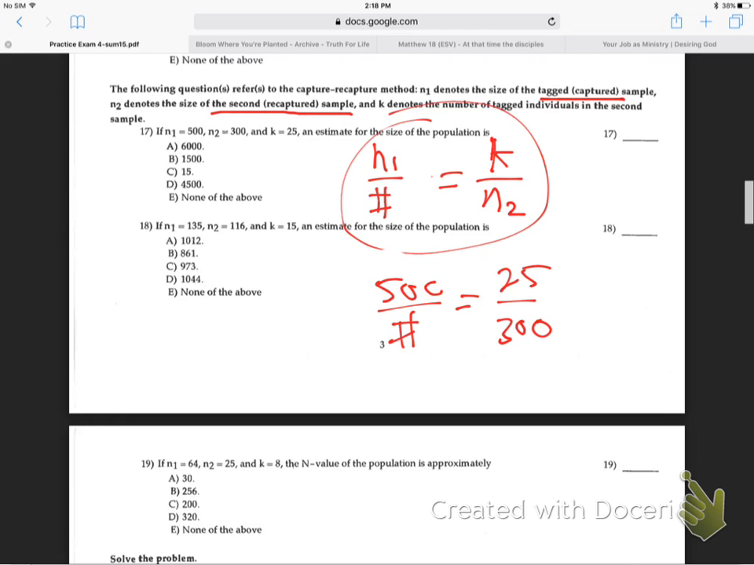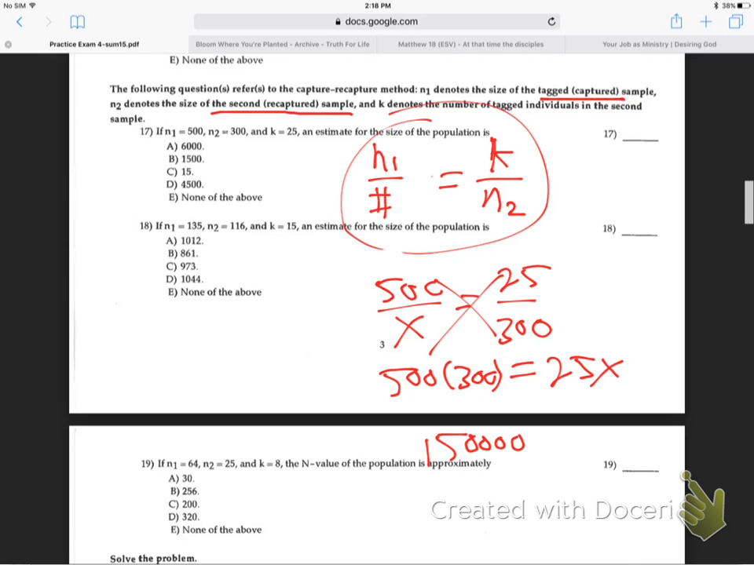So you cross multiply, right? 500 times 300 equals X, call it X or whatever you want. X times 25, so that's 15 with 4 zeros. Divide by 25. X equals 6,000. Yep, that's the answer, isn't it? A, 6,000. Is that okay?